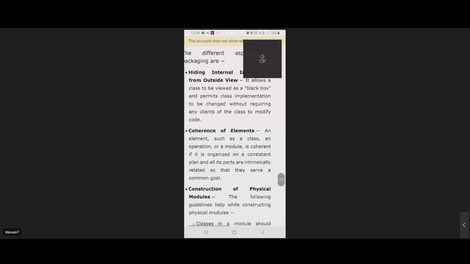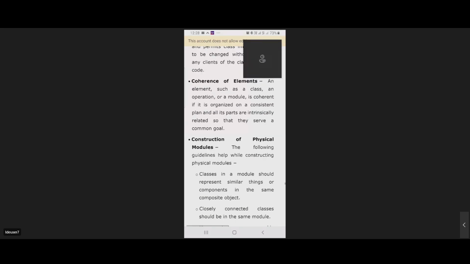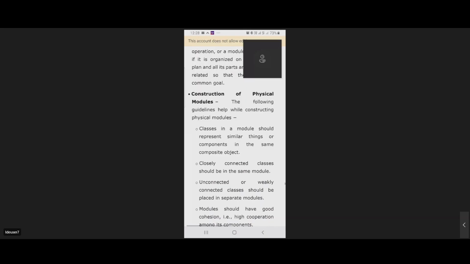The coherence of elements: an element, which is just a class, an operation, or a module, is coherent if it is organized on a consistent plan, and all its parts are intrinsically related so that they serve a common goal.